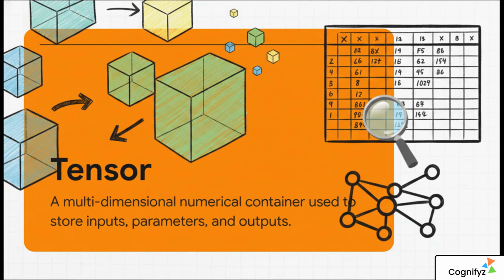Now please, do not let the word tensor intimidate you. A tensor is literally just a multidimensional numerical container. That's the whole secret. It's just a box that holds numbers. Inside PyTorch, we use these tensors to hold our raw input data, the internal dials and parameters of our model, and the final outputs. Seriously, if you can wrap your head around a spreadsheet holding numbers, you already understand what a tensor is.